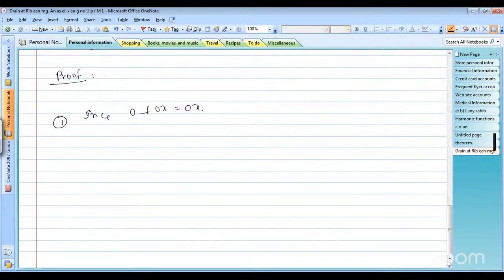Since 0 + 0 = 0, we have (0 + 0)x = 0x + 0x. We are multiplying both sides with x, so 0x = 0x + 0x, and therefore 0x is equal to 0.